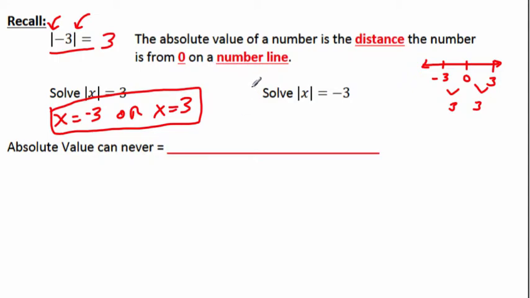Okay. The second example here, we took the absolute value of some unknown variable and it equals a negative number. So when is the distance from 0 negative? Well, you can't have a negative distance. So whenever your absolute value equals a negative, we just write no solution. The absolute value can never equal a negative number, ever, no matter what. Make sure you write down this definition here. The absolute value of a number is the distance the number is from 0 on a number line.